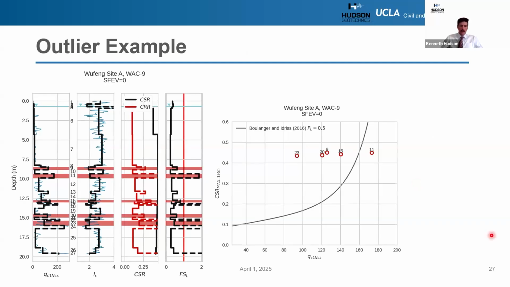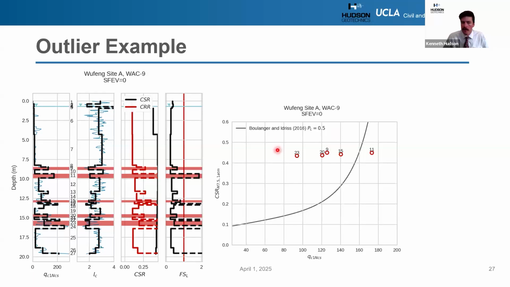So here's an example of an outlier from Wufeng in Taiwan. There's really large ground shaking here. You can see on this plot here, the cyclic stress ratio in these layers was between 0.4 and 0.5. So pretty significant shaking here. And you can also see that if we were to select, from a weakest link approach, the lowest tip resistance within a susceptible layer at this site, we come up with several layers here highlighted in red that plot at these locations in our tip resistance versus CSR space.